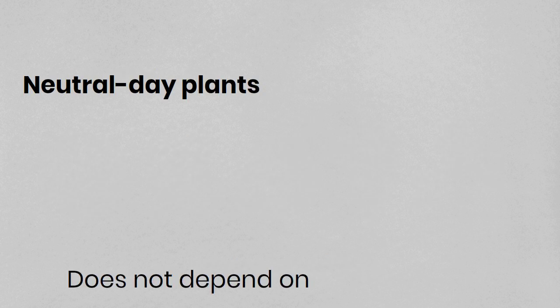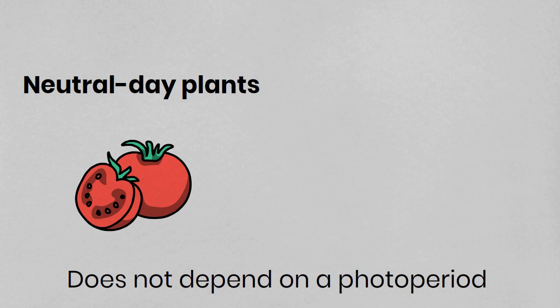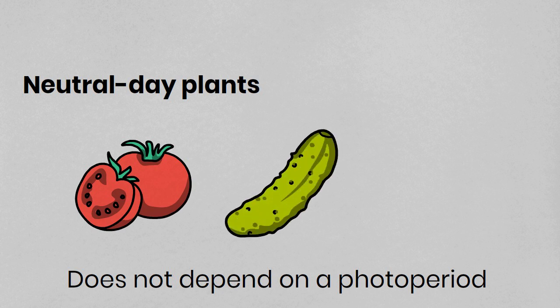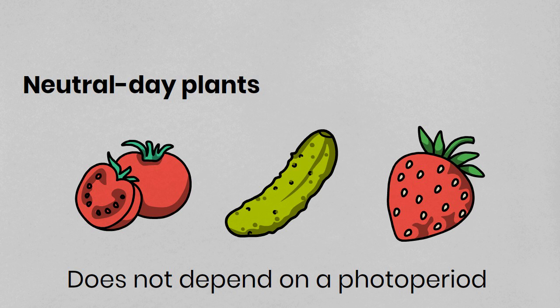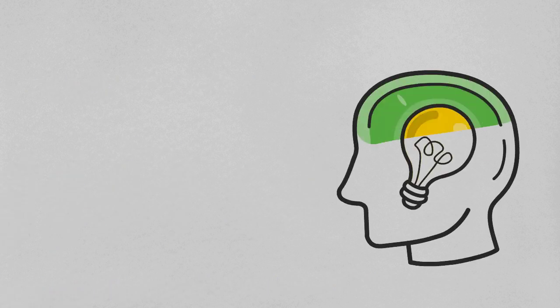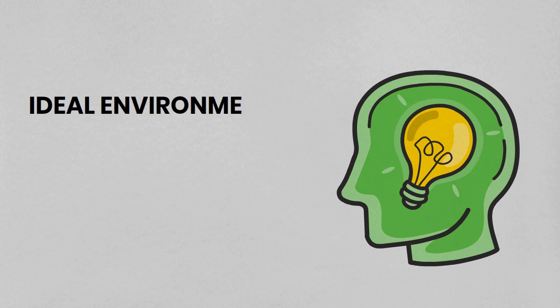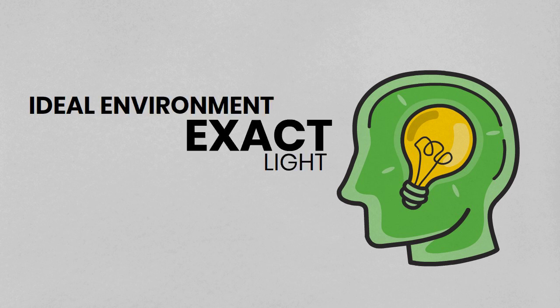Neutral-day plants' flowering does not depend on a photoperiod. Examples of neutral-day plants are tomatoes, cucumber, some species of strawberries, and begonia. Kenobi's monitoring and automation, through artificial lights and temperature control, create the ideal environment for the development of plants, giving them the exact amount of light they need at each stage of their development.